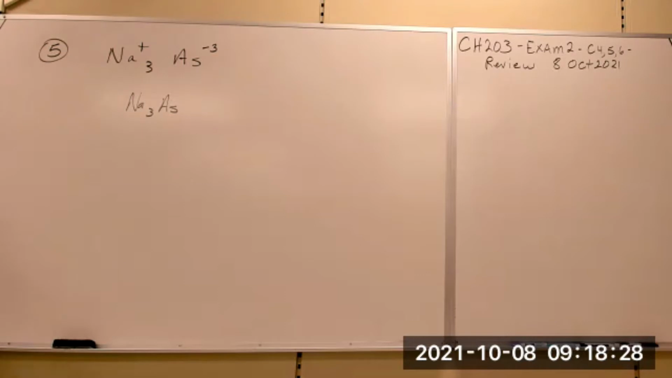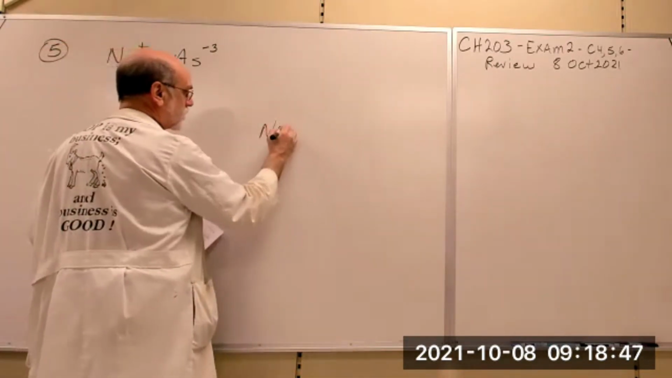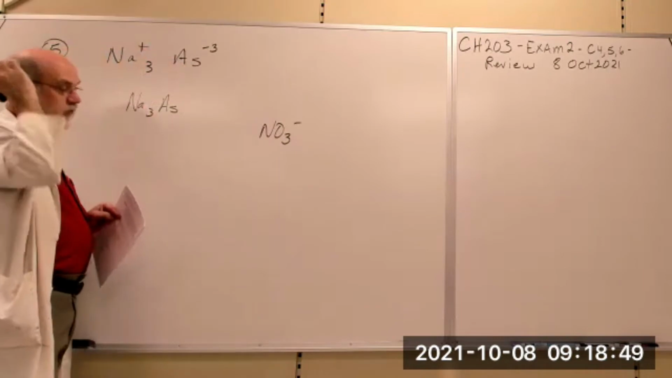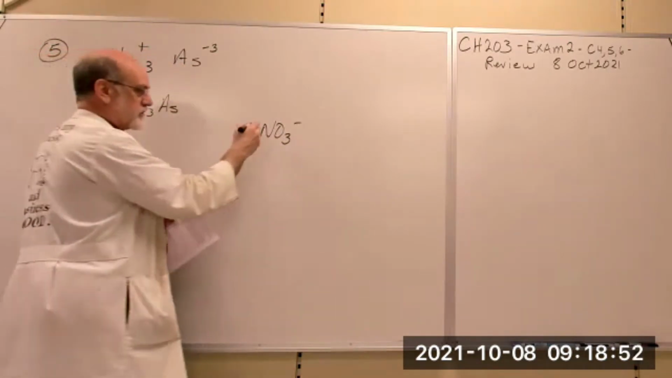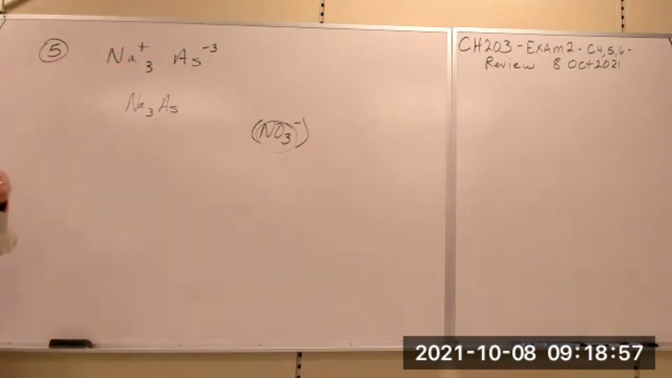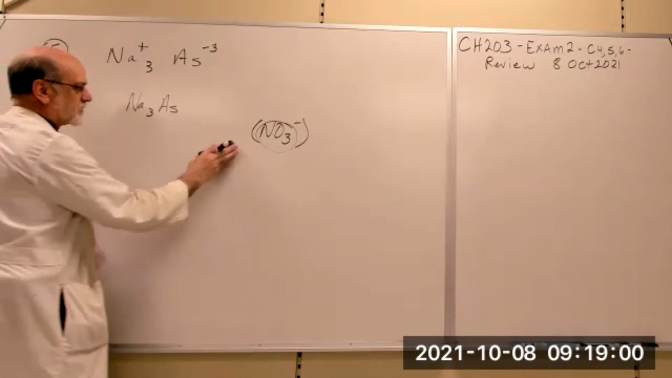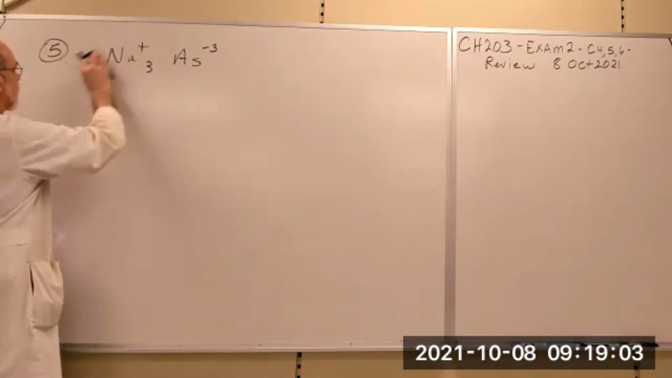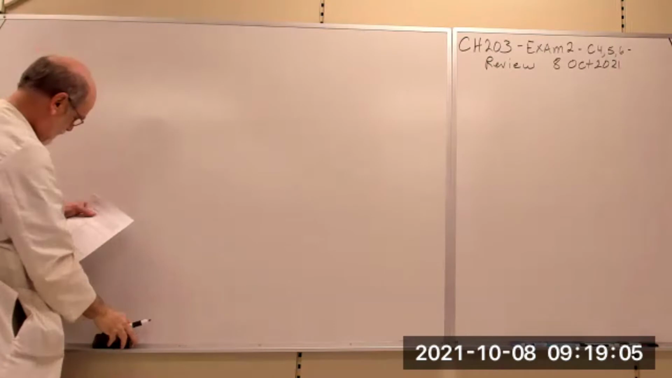Do you have to put it in parentheses? That's only when you have polyatomic ions, because polyatomic ions behave as single units. You can't break them apart. You can't change the subscripts. So if there's a charge associated with a polyatomic, like nitrate, and you need more than one of them, then you have to use parentheses, because that charge is distributed over the entire group. It's not localized. Okay, that's 5. We're making progress.